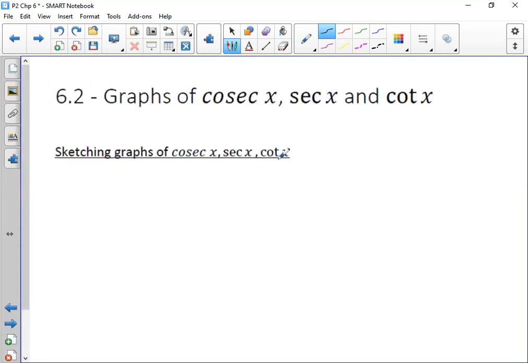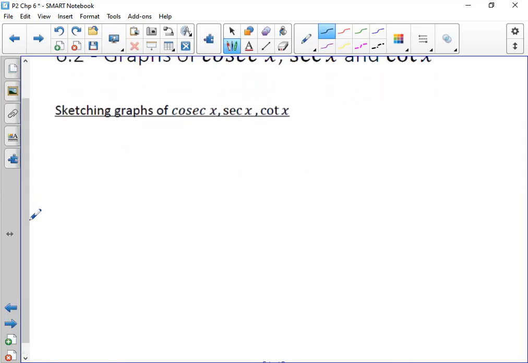So that's it, 6.2. Next, we're going to learn how to draw the graph of cosec, sec, and cot. To do this, I would suggest using a pencil. Let's start with cosec, because normally we start with sine, and cosec is 1 over sine. So the first one is the cosec x graph, which is the same as 1 over sine x.